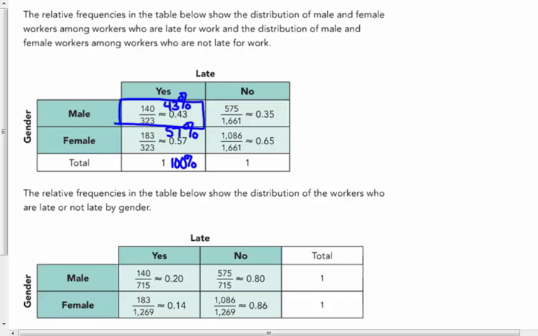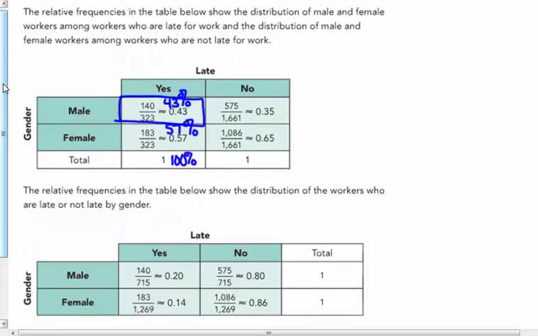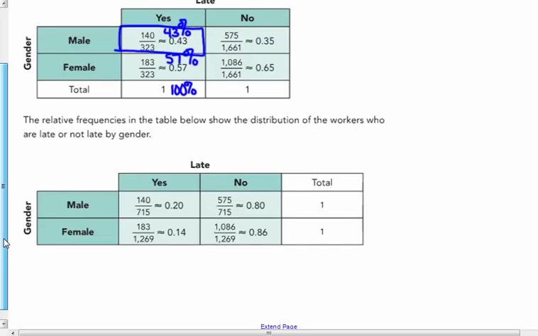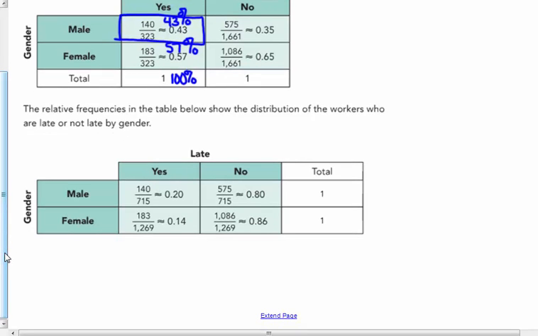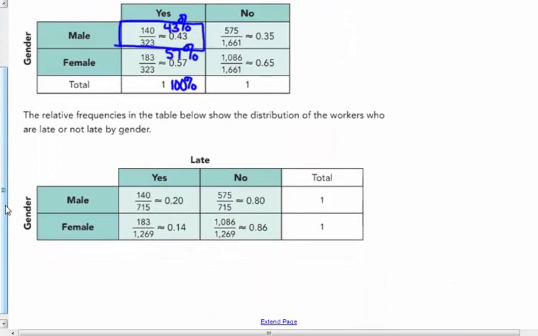So the relative frequencies in the table below show the distribution of the workers who are late or not late by gender. So the first table shows those people who are late and the distribution of males and females. So it broke it down by gender, who are late and not late. Now it's workers who are late and not late by gender out of the total males that were in the population. So that 715, they're out of the total males, 140 out of 715 said that they were late, so that's 20%. 183 out of 1,269 said they were late, that's 14%. 86% said they were not late, 80% in male said they were not late.